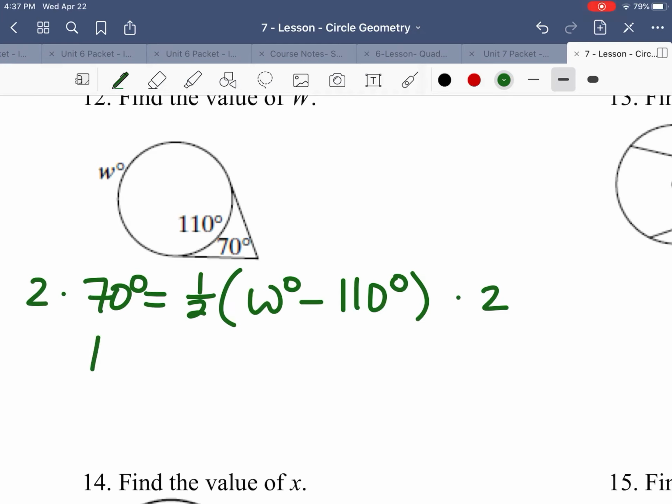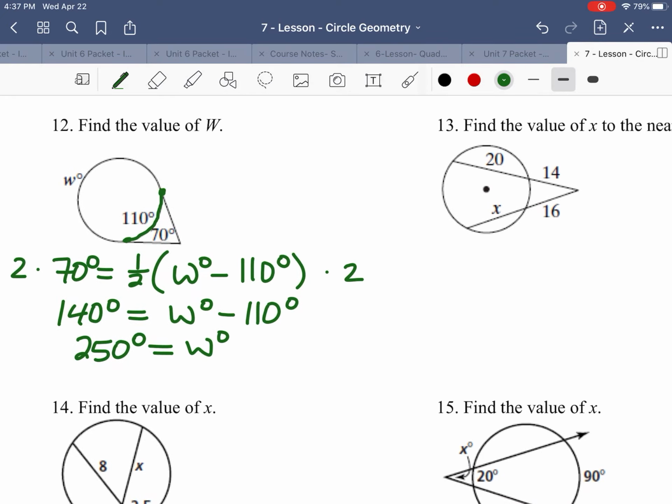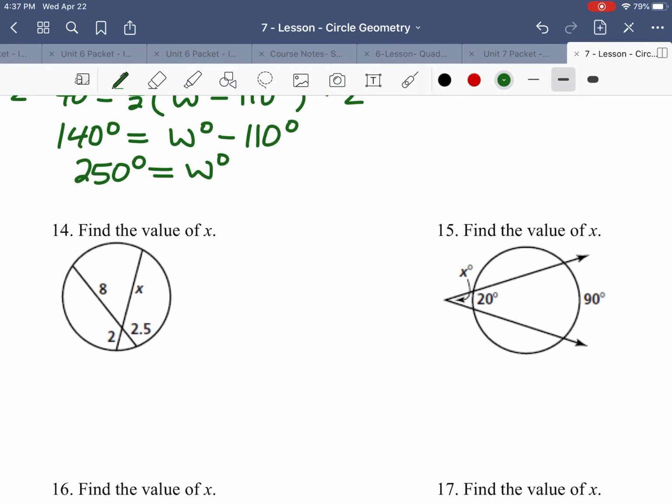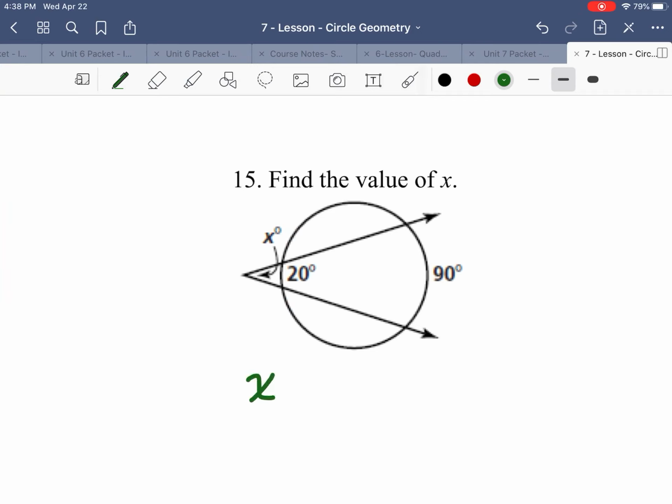So if I want to get the W alone, I'd have to multiply both sides by 2. So 140 is equal to W degrees minus 110 degrees, which means that 250 degrees would be equal to W degrees, which should make sense because if you know that one arc of the circle is 110 degrees and there's two arcs, there's 360 degrees in a circle, so the other one would have to be 250. All right. Another one that follows this general idea is number 15.